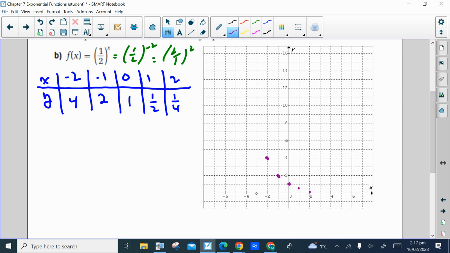If we let x equal negative 3, the answer will become positive 8, and so on. So this is our decreasing function, again, because the base is between 0 and 1.